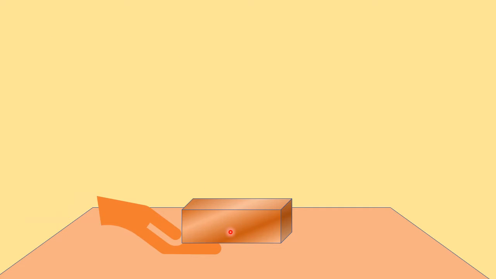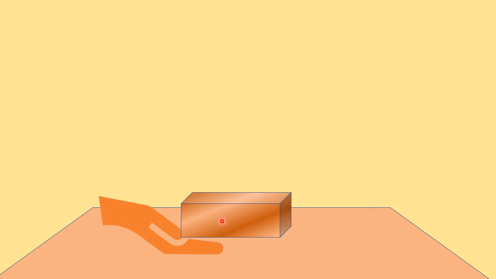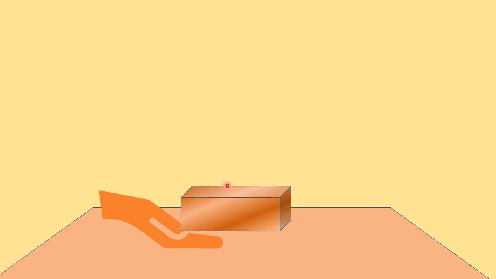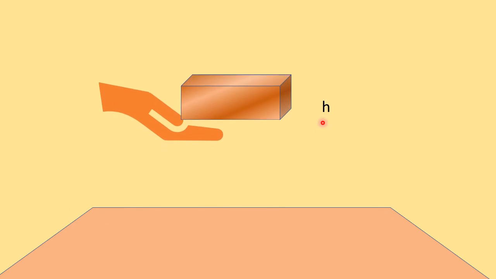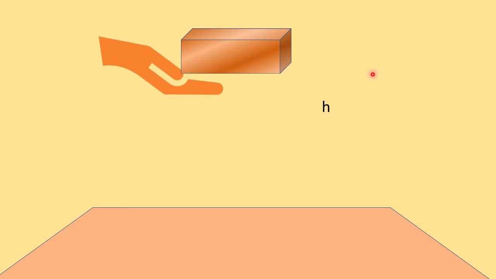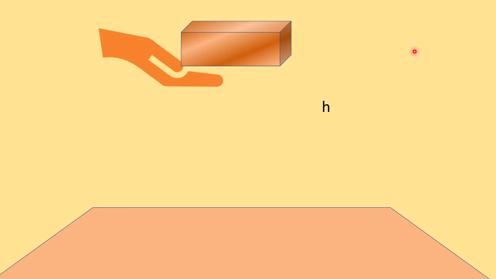Now, the body of mass m is on the ground. It cannot move by itself in the upward direction. To lift it upward, external work is done against the gravitational pull of the earth. Let the mass m be lifted upward with an external force to a height h. The external work done is F into S, that is mgh.